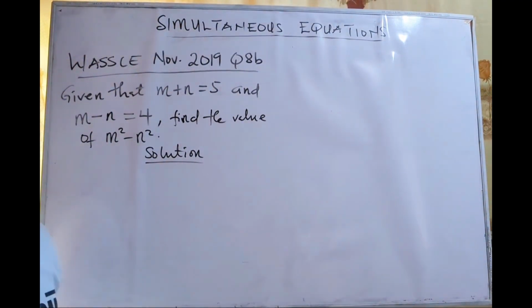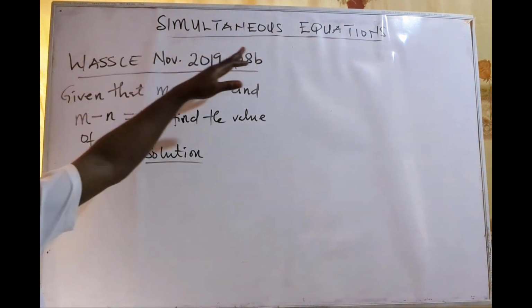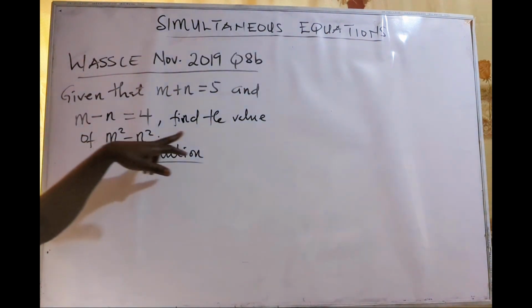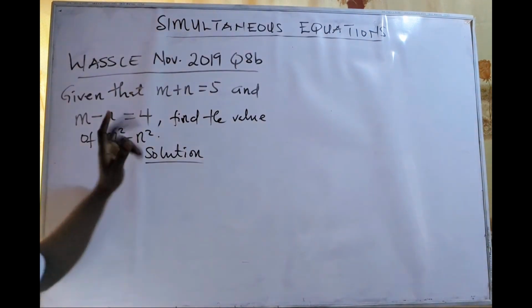Hello. We continue with simultaneous equations. Let's look at WASSCE November 2019 question 8b. Given that m plus n is equal to 5 and m minus n equal to 4, find the value of m squared minus n squared.